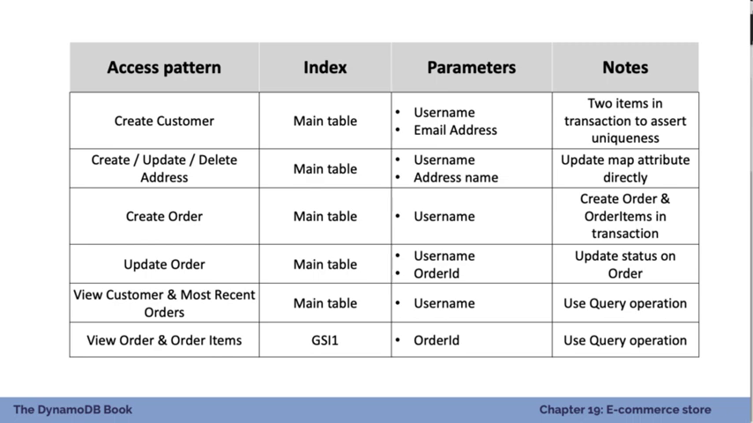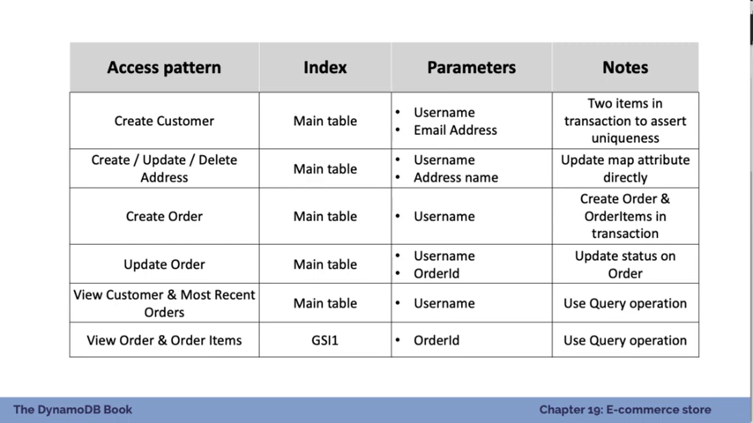Next access pattern we're going to have there is create order. This is going to be on that main table. Parameters you're going to pass in are the username to be used in that primary key. You also generate an order ID on the back end, which is going to be a KSUID. And what it's doing there is creating the order and the order items in a transaction to make sure that's all saved successfully. Next access pattern, we didn't cover it much, but update order. It's going to be very similar to that update address, where you might need to update the status of the order as it goes from placed to shipped to delivered or canceled, anything like that. So the parameters you're going to need there are the username and that order ID, and you can update the status on that order.